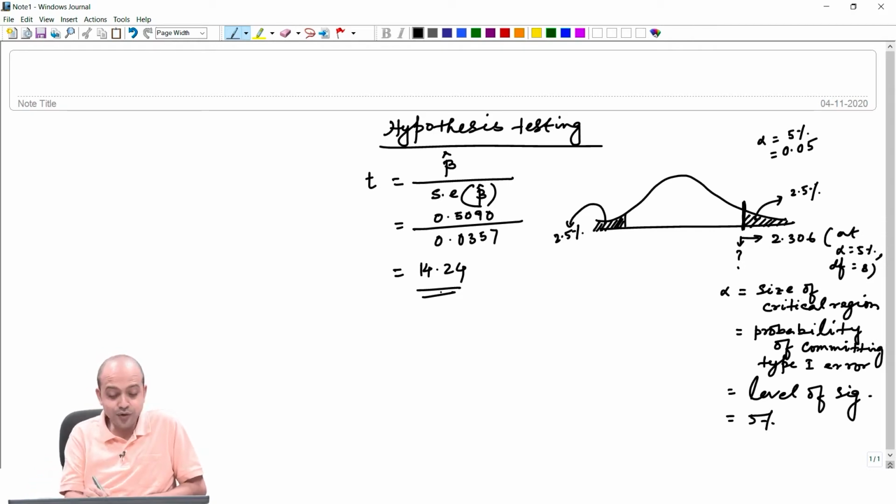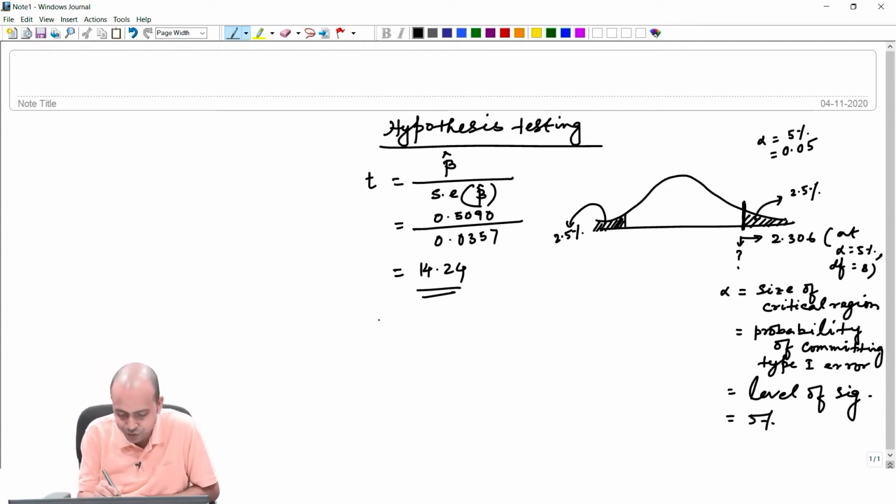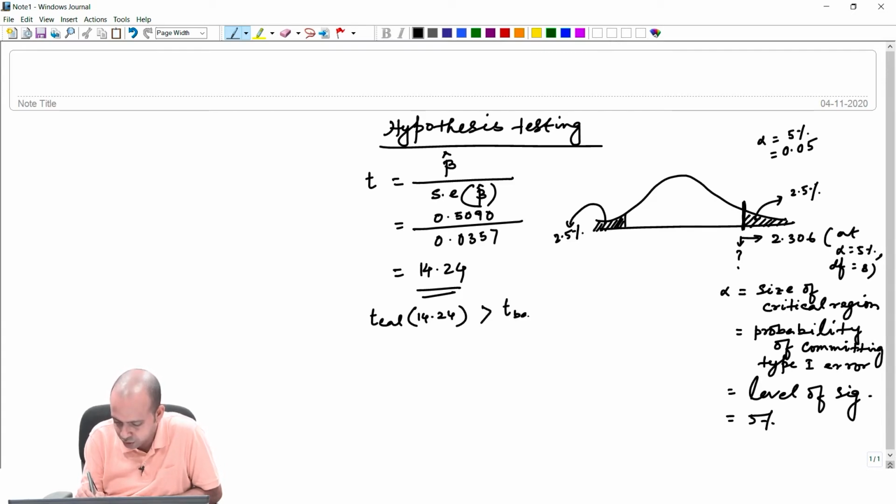Now, when your calculated value is 14.24 and the tabulated value is only 2.306, you can understand that you are actually easily entering into the critical region. So, that means t calculated, which is 14.24, is actually greater than t tabulated, which is 2.306.